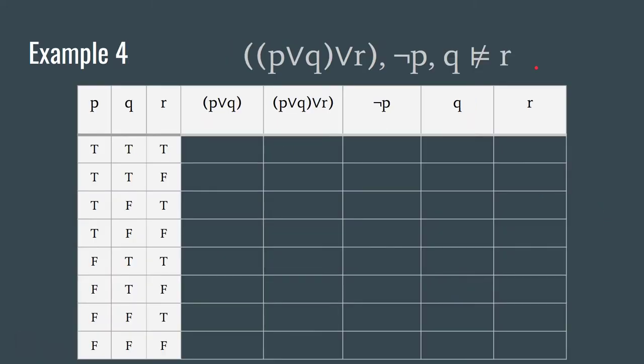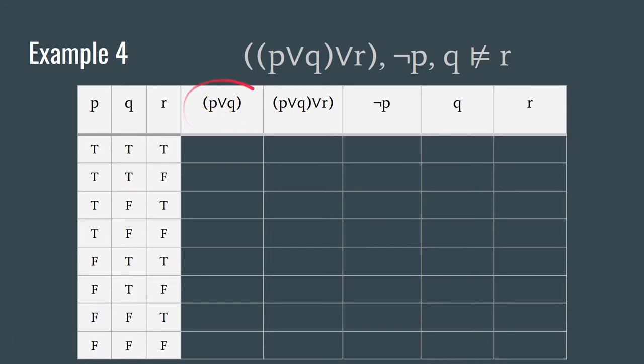All right, let's do a final example. We're going to show that the argument form here is invalid. We have premises P or Q or R, not P and Q, and we're going to show that R does not follow from those premises. Notice we've got three primitives here, so we need to set up our more complicated truth table with eight rows. We know how to do that from the previous video.